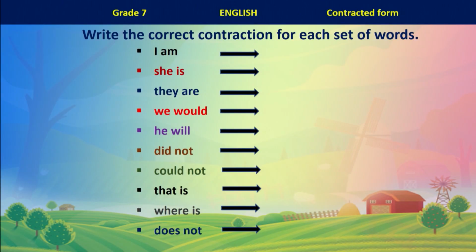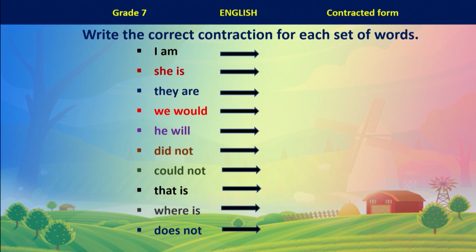Write the correct contraction for each set of words. I think this would be very easy for you children. First look at the words. I am, she is, they are, we would, he will, did not, could not, that is, where is, does not.